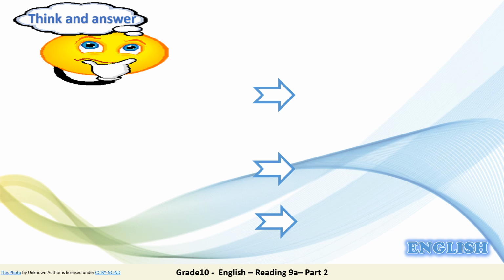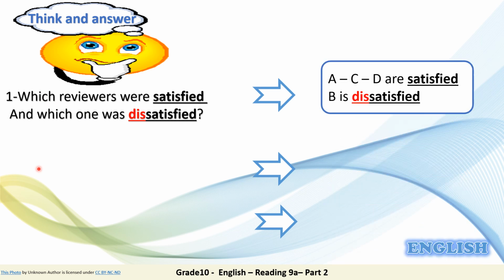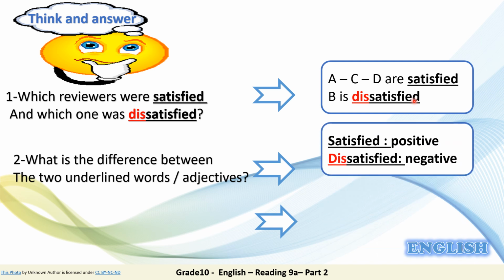With reference to the 4 reviews, let's answer the questions below. Number 1. Which reviewers were satisfied and which one was dissatisfied? Very good. Reviewers A, C, D are satisfied. Reviewer B is dissatisfied. For question number 2, what is the difference between the two underlined adjectives, satisfied and dissatisfied? Very good. Satisfied has a positive meaning. Dissatisfied has a negative meaning.